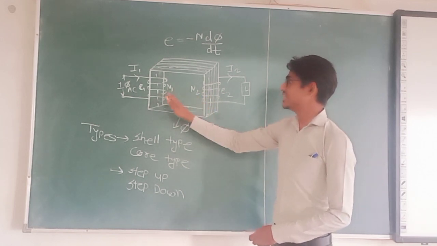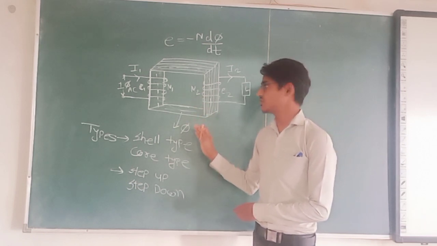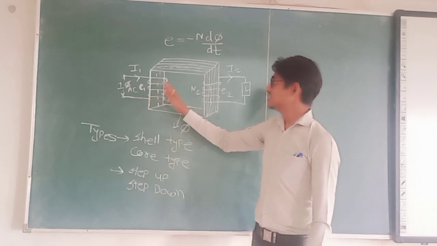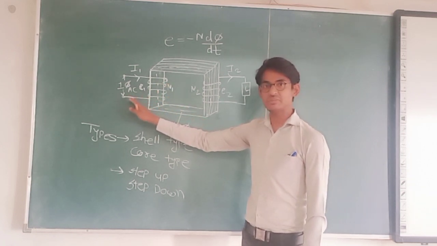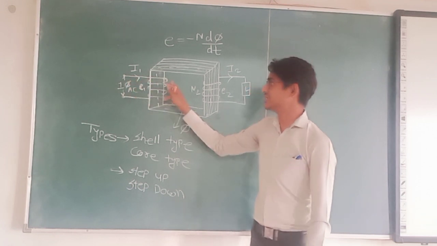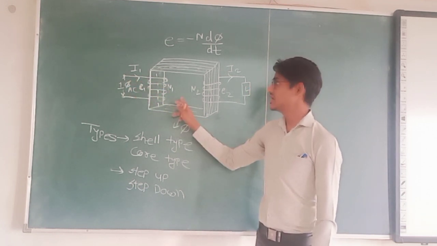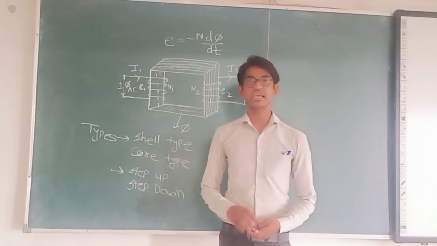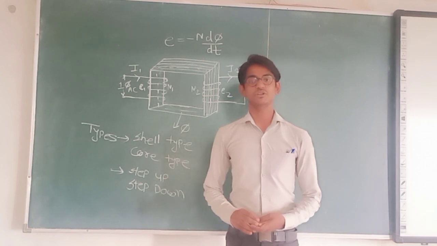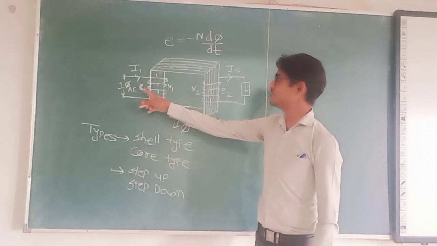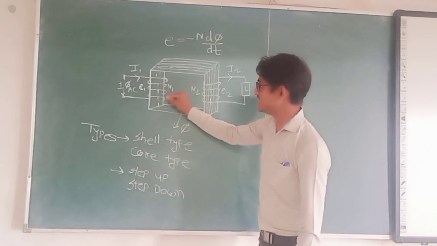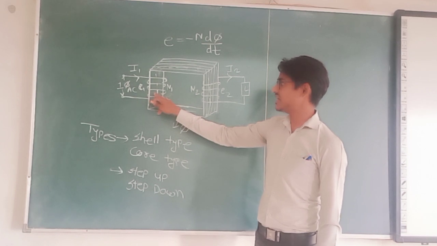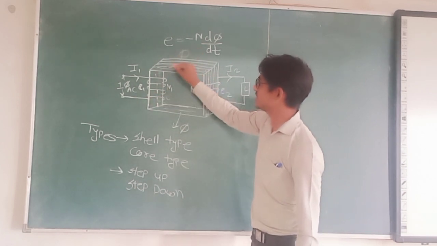Depending on N1 and N2, there are different types of transformers. We give a single phase AC supply to the primary side, and as the supply is given, the current I1 flows through the primary winding, that is through the N1 number of turns. When current flows in the winding, an EMF is induced in that winding according to Faraday's law of electromagnetic induction. So due to the flow of current in the primary winding, EMF E1 is induced in it, and due to this, flux phi starts flowing through the core.